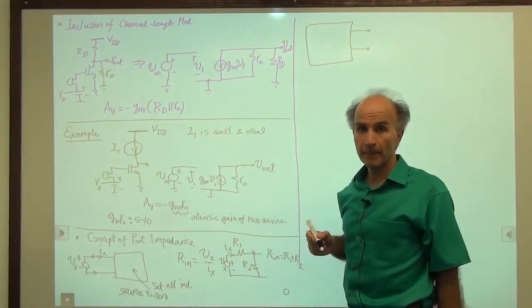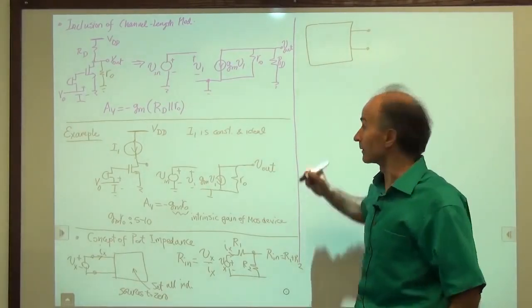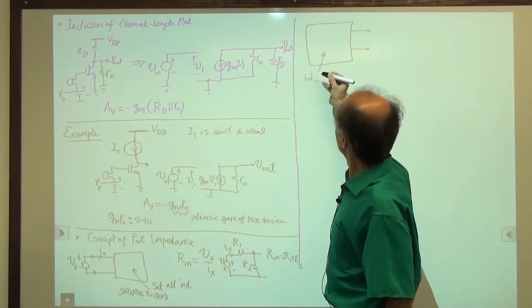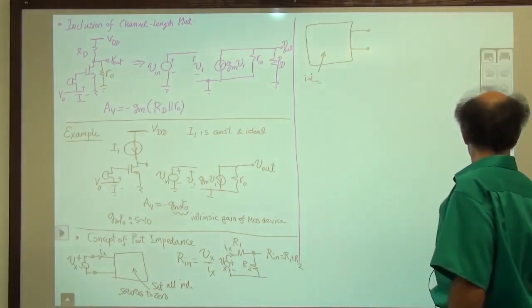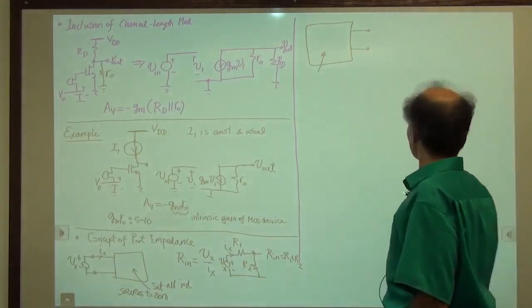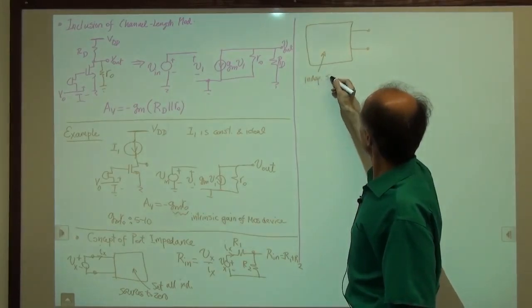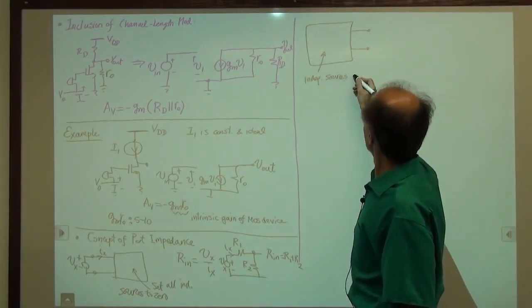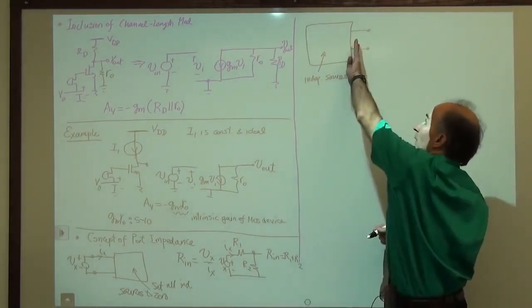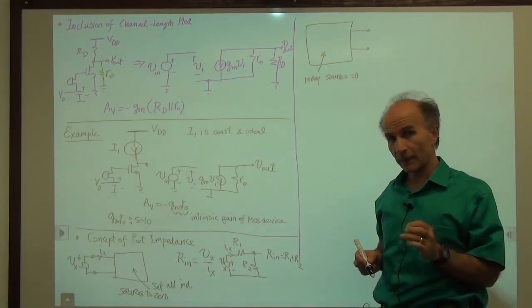Okay? And in the first step, we set all independent sources to 0. Everything from here to the left has to be set to 0 if it's an independent source.